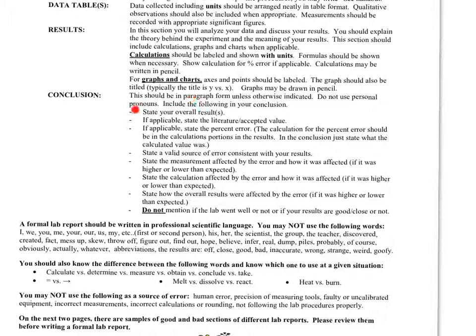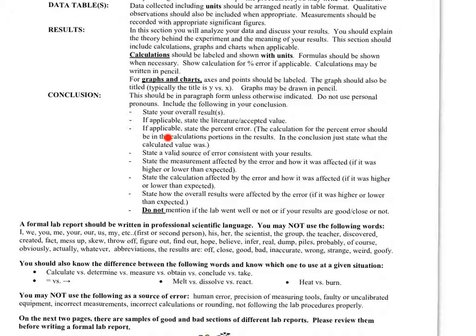So the first thing you want to do is state your overall result. For example, if you were trying to find the density of an object and identify it, then your first statement should be the density of sample A was whatever, and then it was identified as whatever. So look at your purpose, determine what the purpose of the lab is, and answer that. So you should be stating your overall results. Remember, you have to have units there as well. Next, if applicable, state the literature or the accepted value. Sometimes that will be given to you in the lab handout. Sometimes I will tell you what it is in class, and other times I'll tell you, hey, go look it up online.